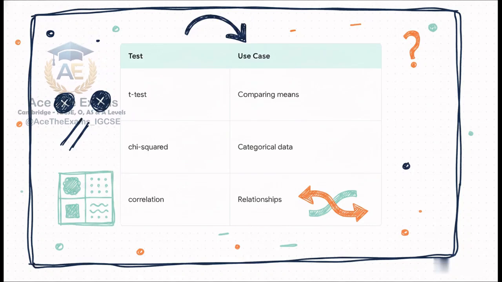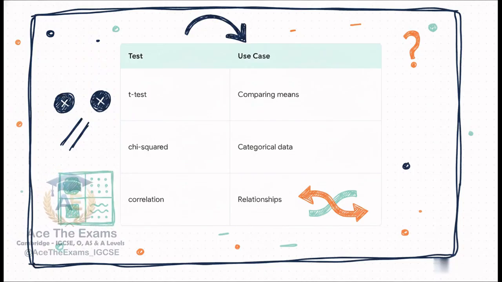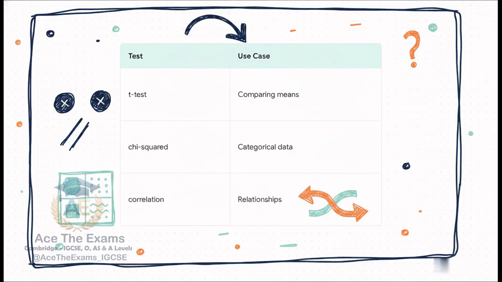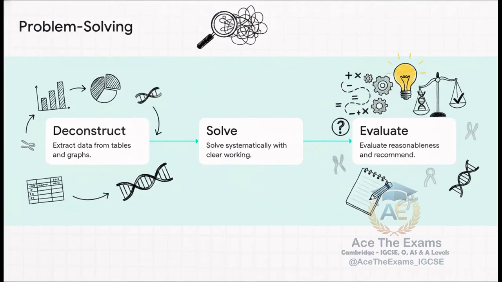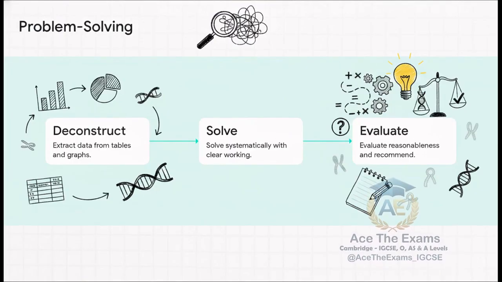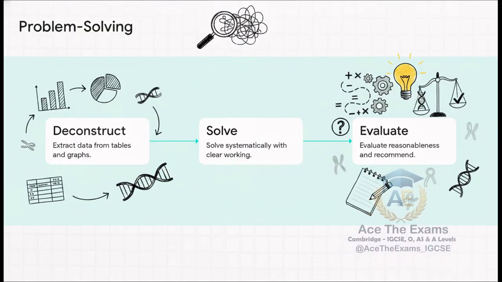You must instantly know to deploy a t-test when you're comparing means between two continuous sets of data. Got categorical data, like, say, counting phenotype frequencies? Boom, you immediately pivot to a chi-squared test. And if you want to find a relationship between two variables, you use a correlation test. Keep this matrix firmly in your head. And when you're problem-solving practical investigations, strictly follow this deconstruct, solve, evaluate framework.